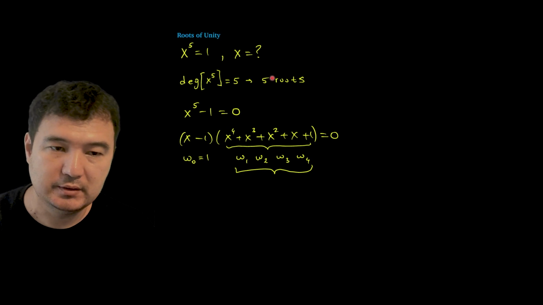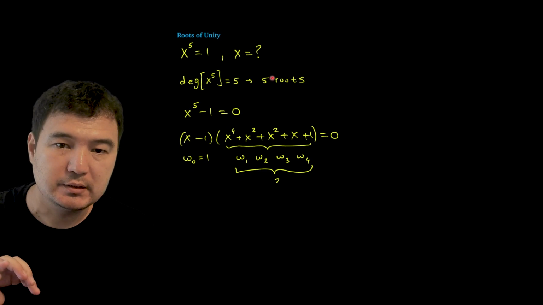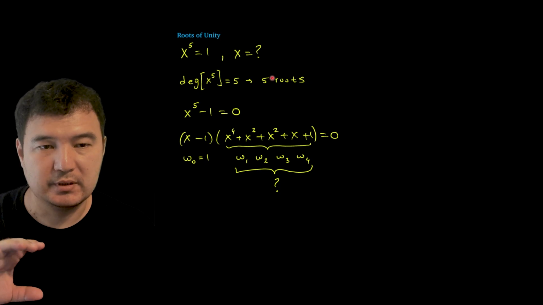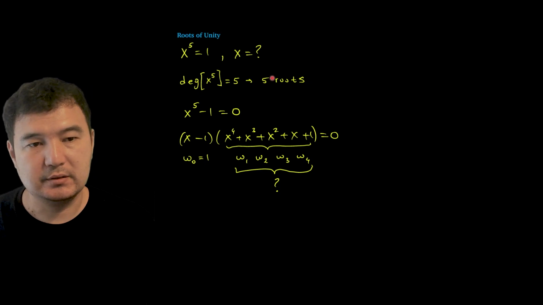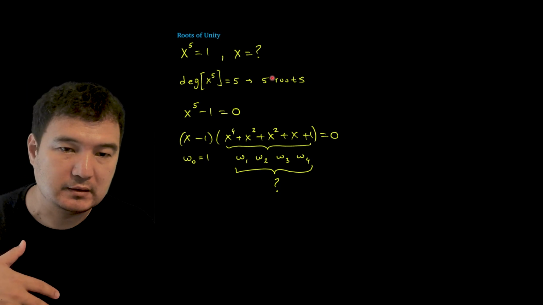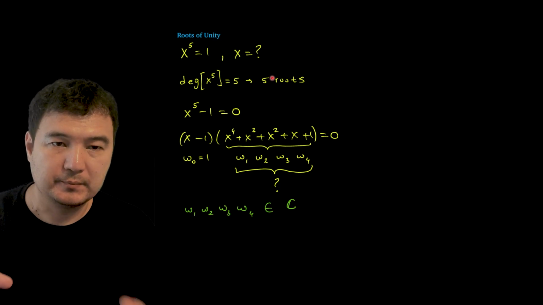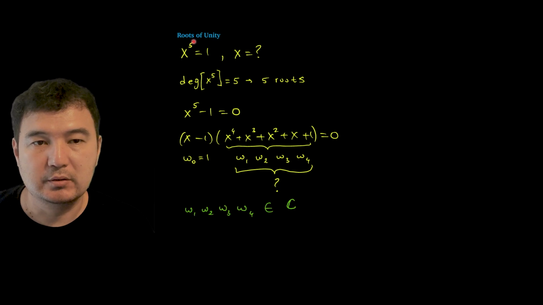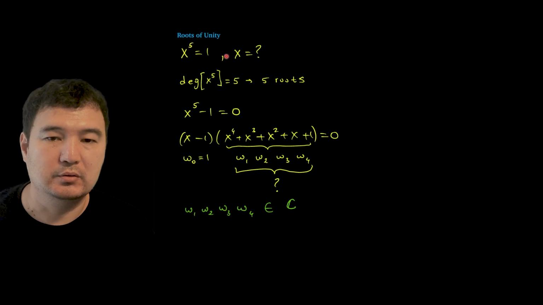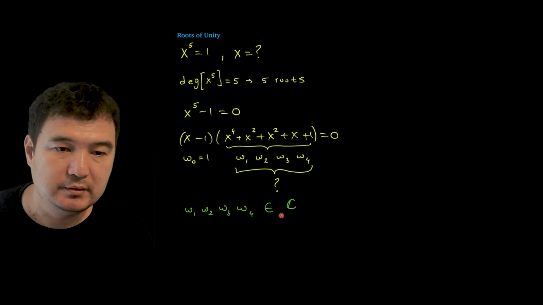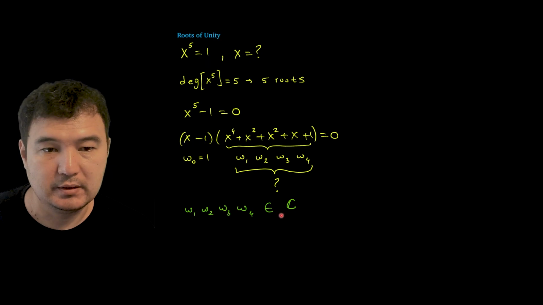But it turns out these are complex numbers. And you can do some operations for some cases. It's easy to find these numbers. For some, it's not very obvious. But it turns out, in the case when x^n is equal to 1, these roots have some very interesting property. They are all complex numbers.